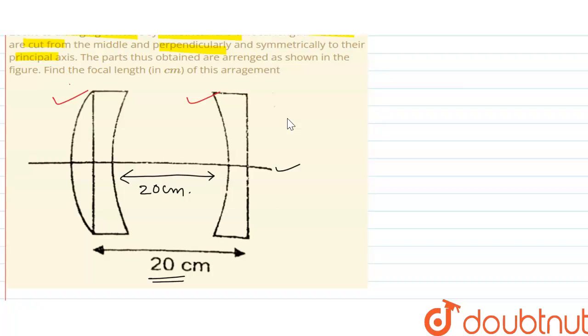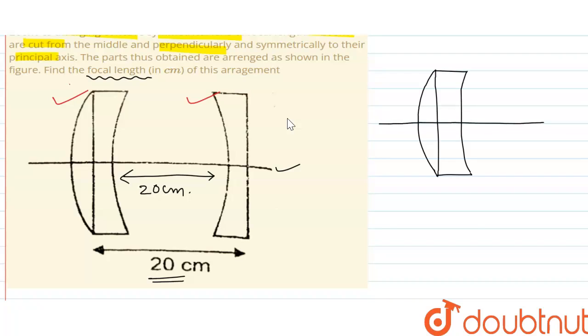So now what we have to find out? We have to find out the focal length of this arrangement. So first we will draw these two combinations of lens. First we will draw the first symmetrical part. So this is the first combination, and this is the principal axis. We'll consider these two as two lenses. See, this is L1 and this is L2. First we will take L1.